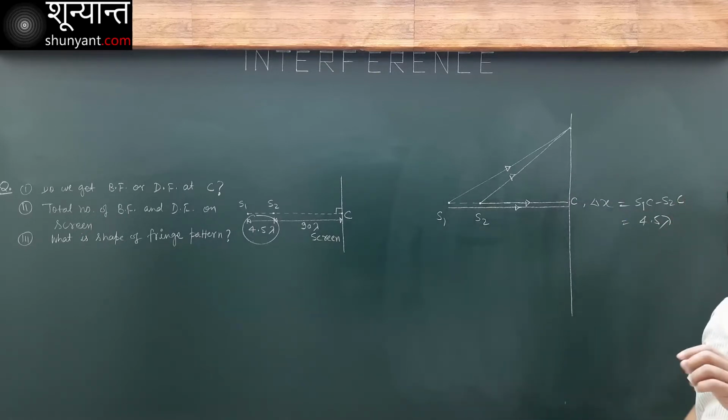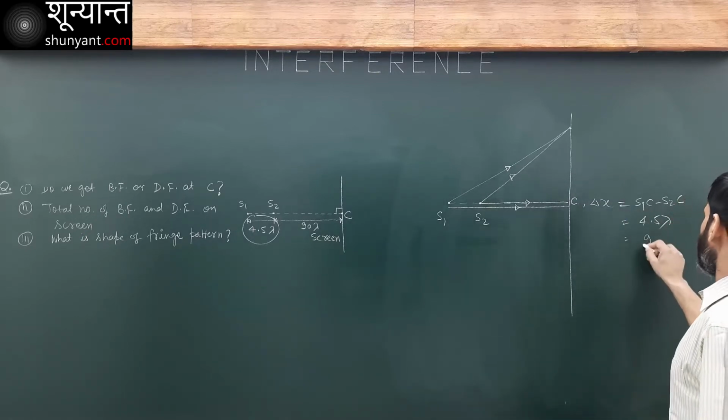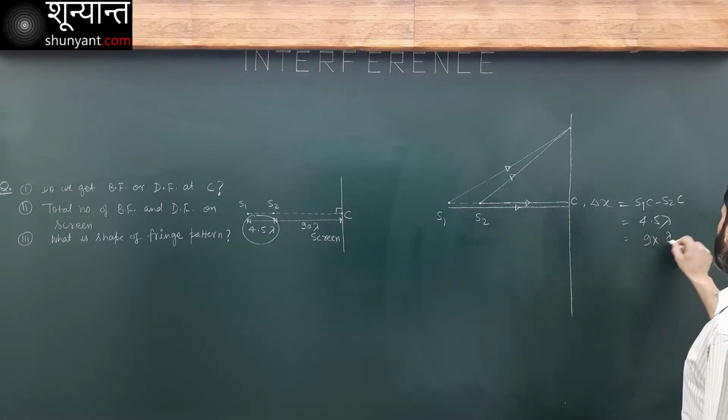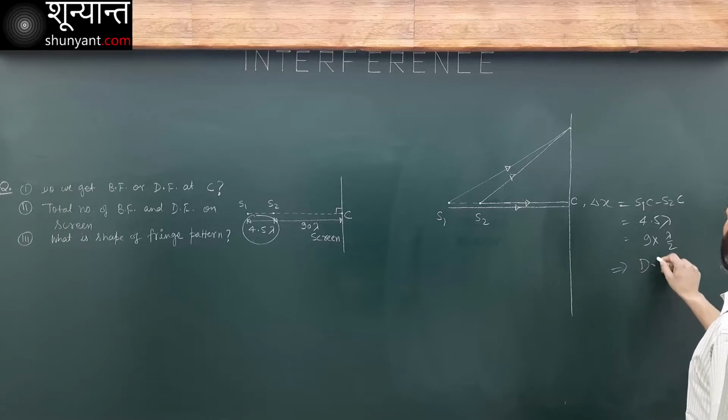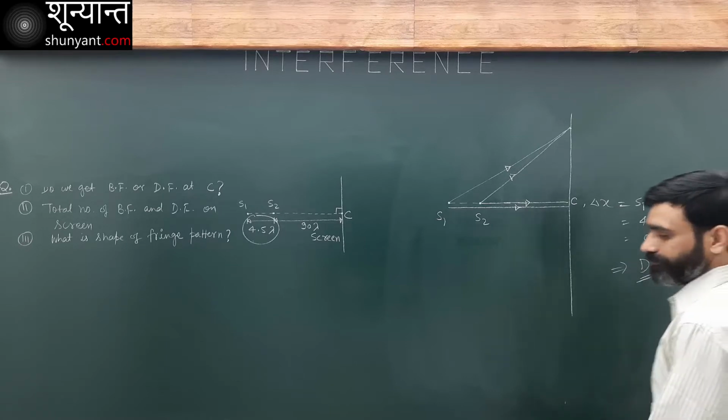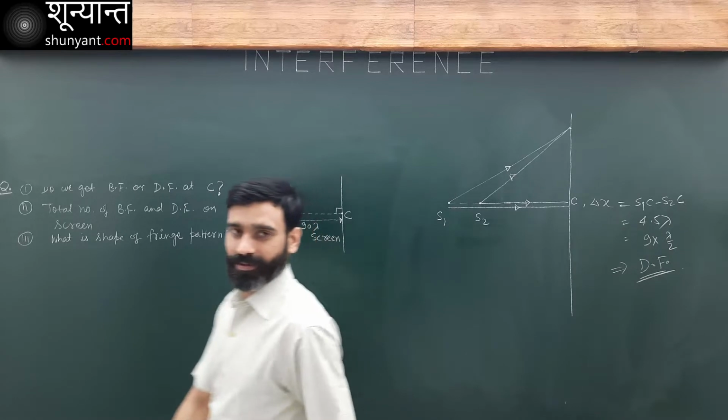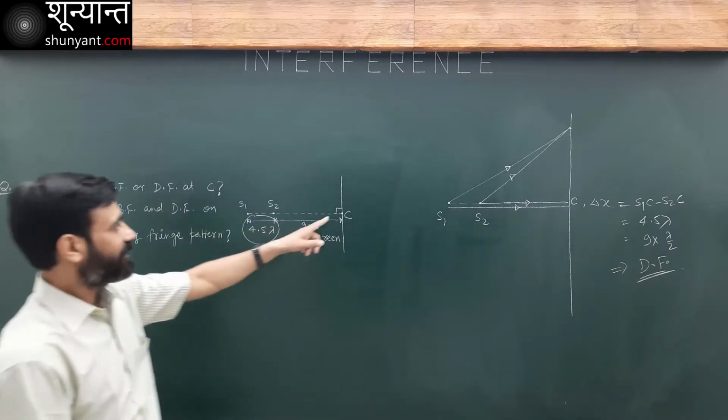Now what kind of interference will happen? This is an odd multiple of lambda by 2. That means it is a destructive interference. I will get a dark fringe. So at C, I will get a dark fringe.